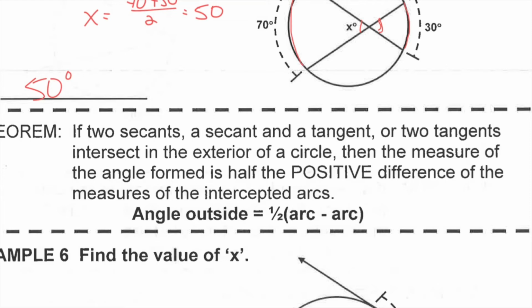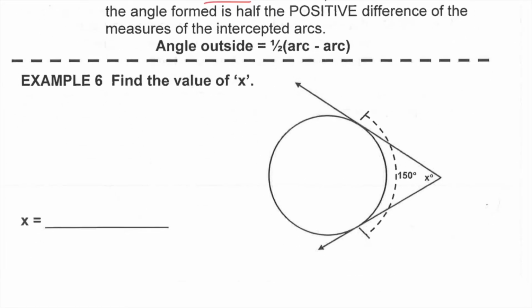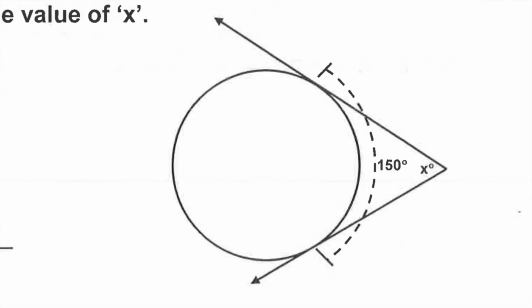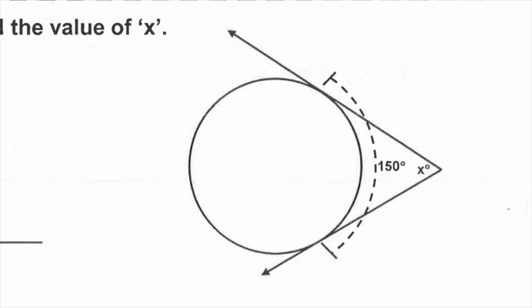You could have two secants, secant and one tangent like we've already seen, or two tangents intersect outside of the circle in the exterior, then the measure of the angle formed is half the positive difference of the measures of the intercepted arcs. This one is a handful, okay? It's not really hard, but it can be kind of tricky, especially with that wording.